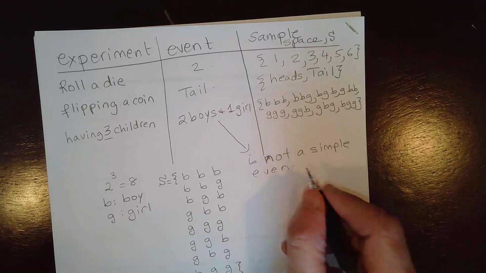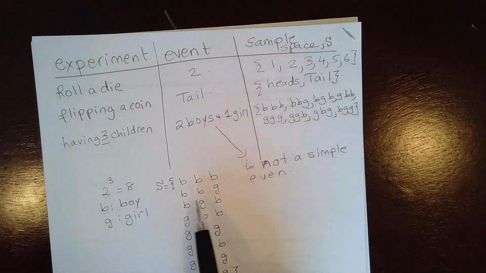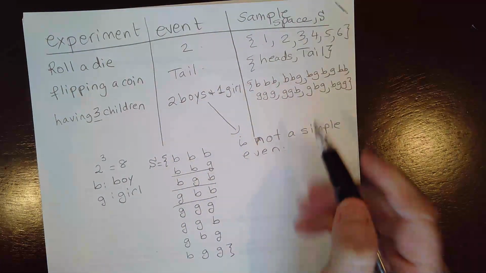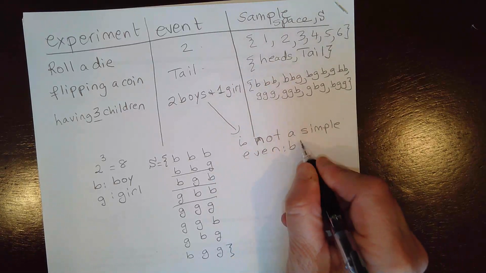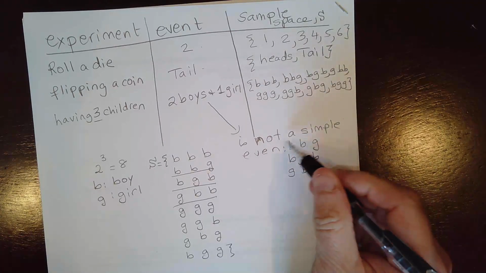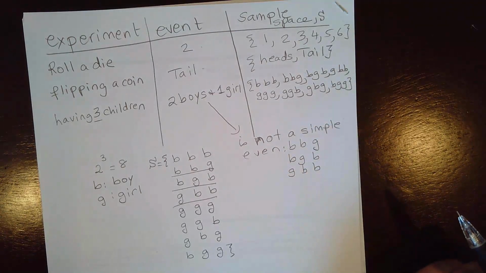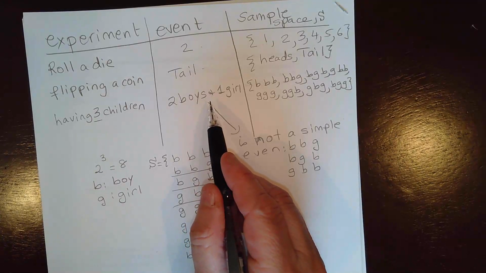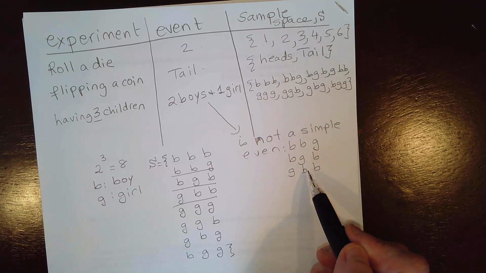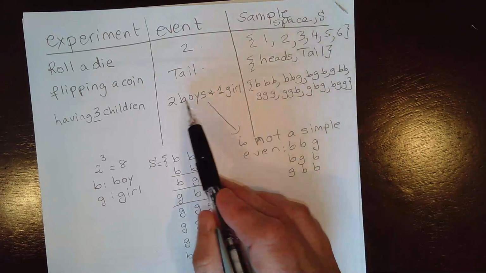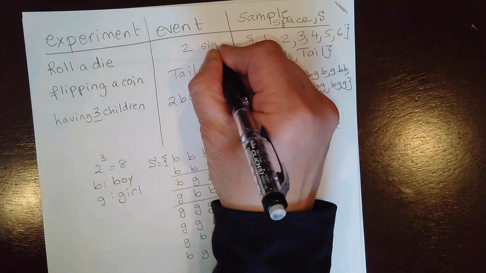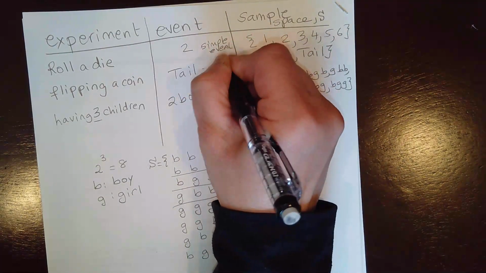Let's take a look. To get 2 boys and a girl, these are the possibilities. You can break it down into 3 of them: boy, boy, girl; boy, girl, boy; girl, boy, boy. Each gives me 2 boys and a girl. So this is not a simple event because you can break it down into more than 1 outcome. Okay, these are the simple events. This is not. This is a simple event, and so is this one, but not this one.